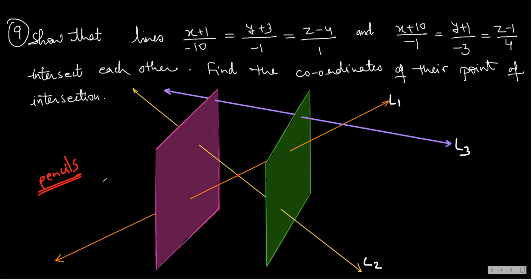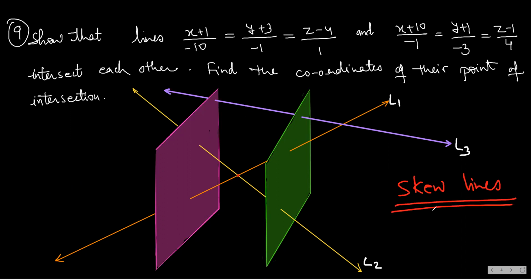So such two lines which are not parallel but they are not intersecting are known as skew lines. They are known as skew lines. What are skew lines?